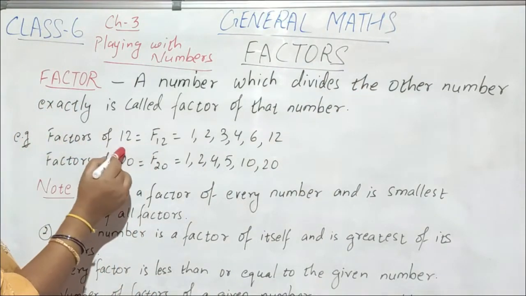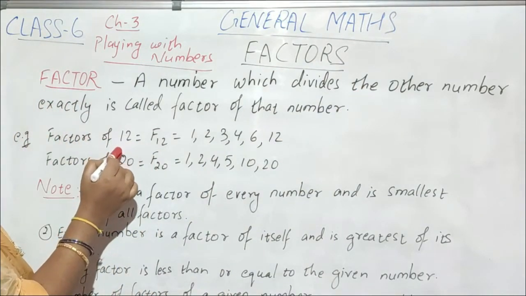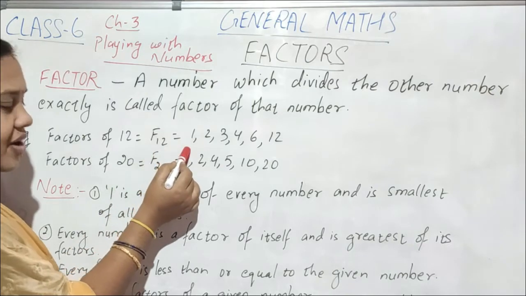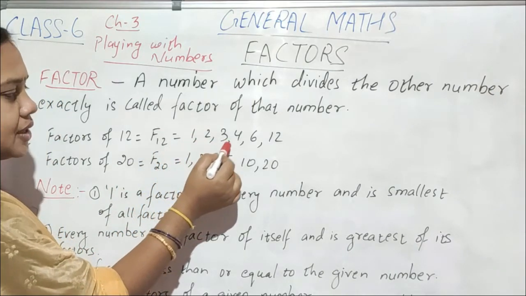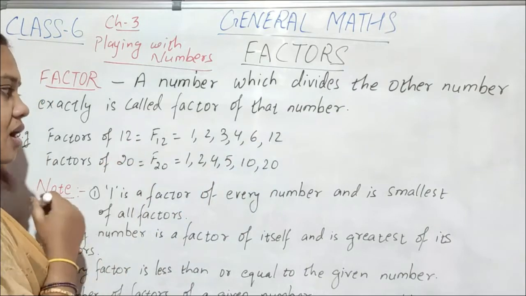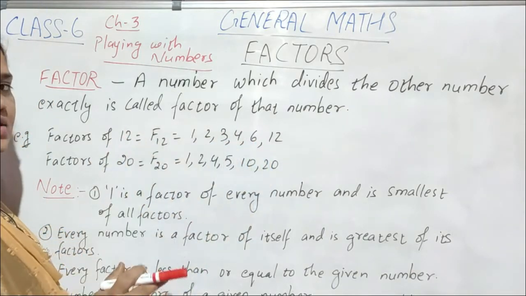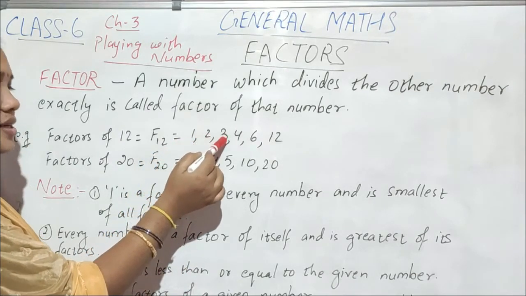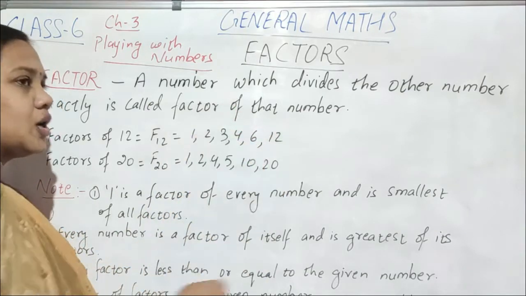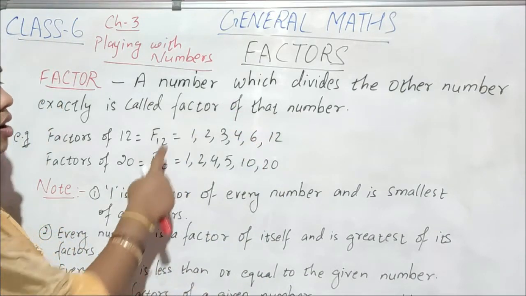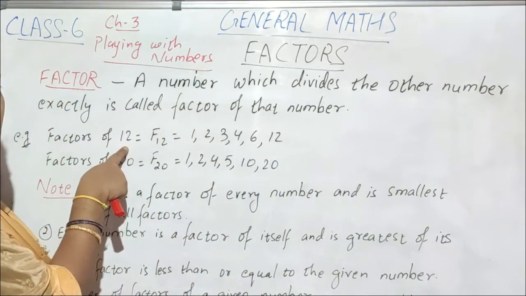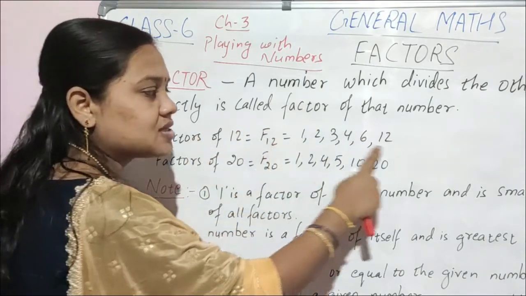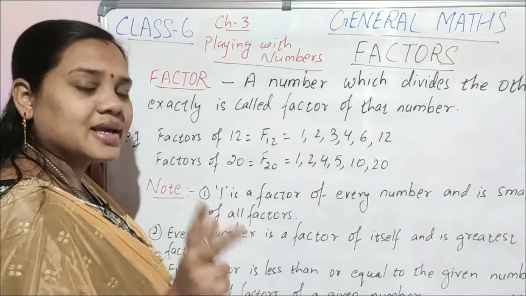Example: factors of 12. In short, how to write? F of 12 means factors of 12. What are the factors of 12? 1, 2, 3, 4, 6 and 12, because these are the numbers which divide 12 exactly. 1 divides 12 exactly, 2 divides, 3 divides, 4 divides, 6 divides and 12 also divides itself exactly. So all these are factors of 12.